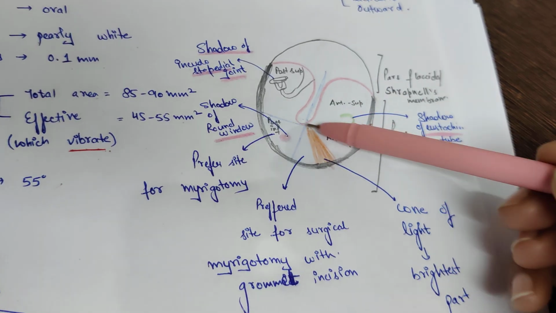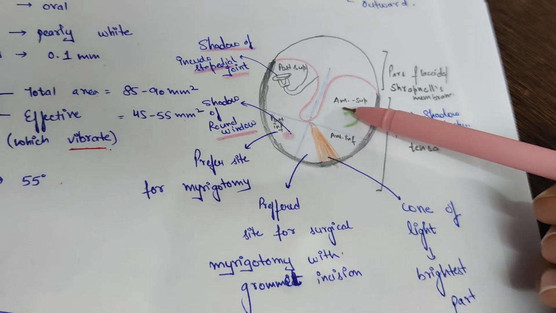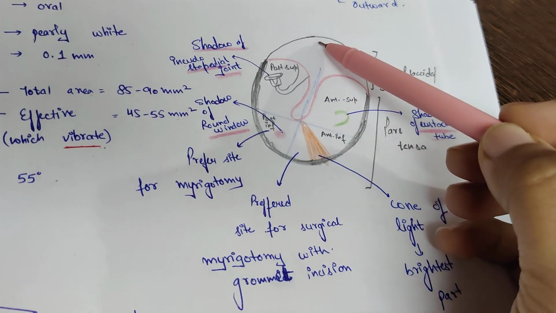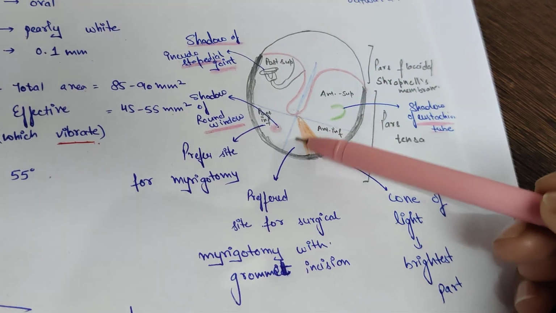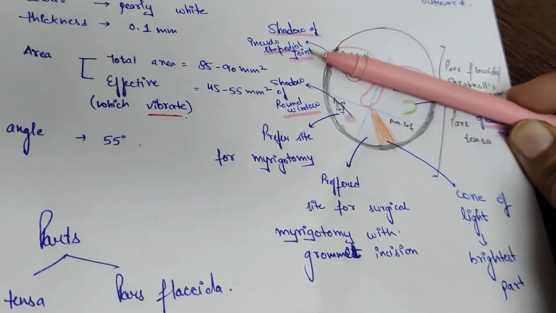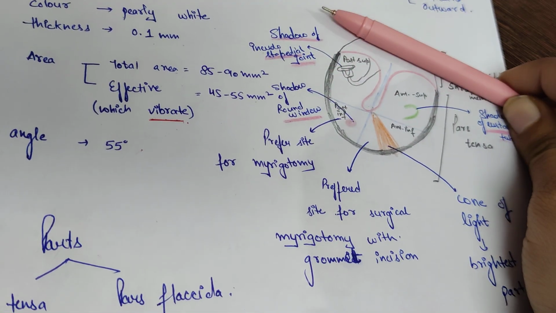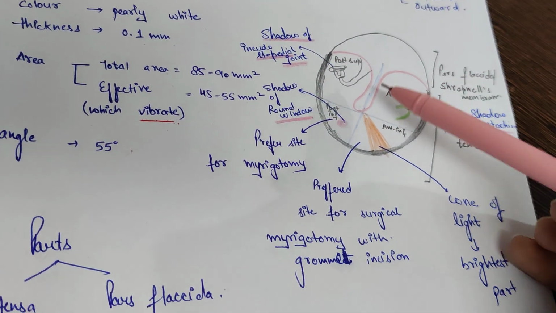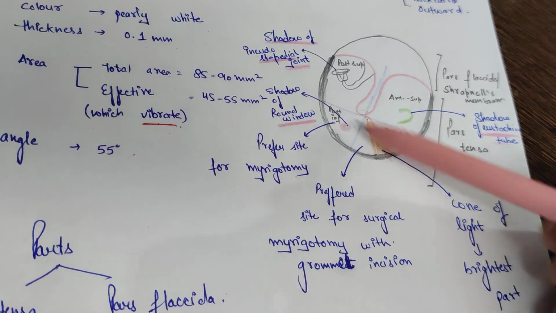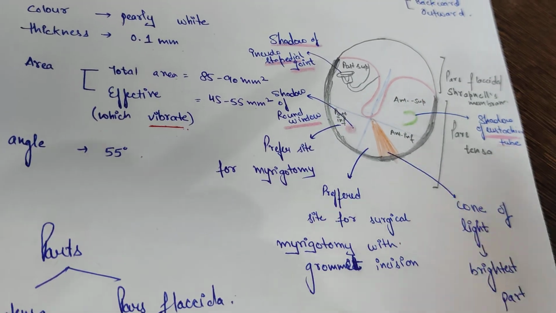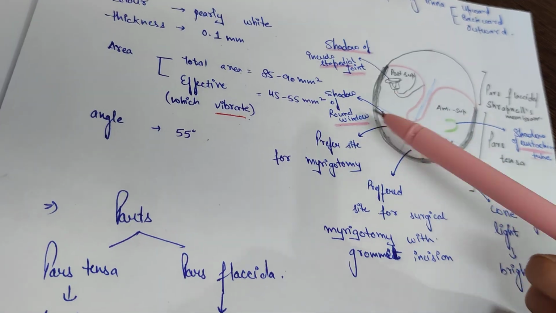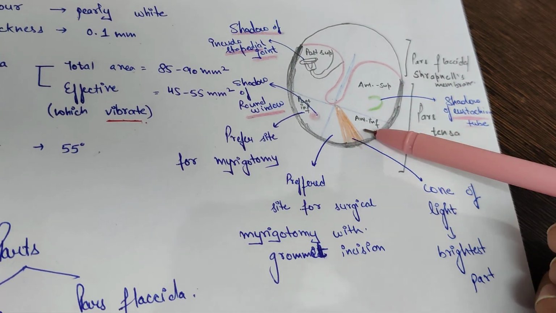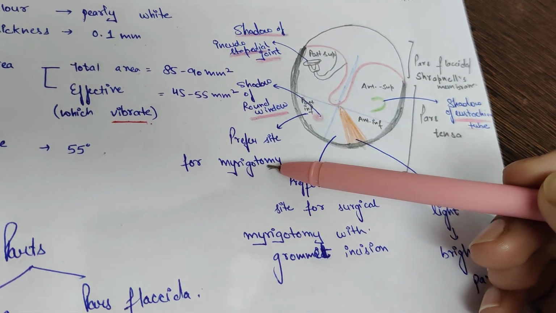Draw oblique lines over it and divide it into four quadrants. Basically first we have to draw a line over this, dividing pars flaccida and pars tensa. This all is pars tensa and this is pars flaccida. Here we have four quadrants: anterior superior, anterior inferior, posterior superior, posterior inferior.